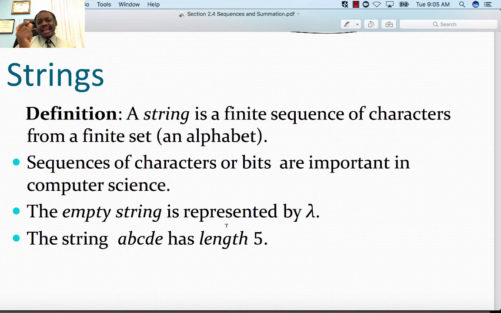Let's take a slight detour here and talk about strings in a few seconds. A string is a finite sequence of characters from a finite set, the alphabet. Sequences of characters or bits are important in computer science. If it is an empty string, we represent it by lambda. And if it is not empty, for example, the string A, B, C, D, E has length 5. So we would leave that for computer science measures or when we are dealing with applications in computer science, but I would like to go back into our study of sequences.